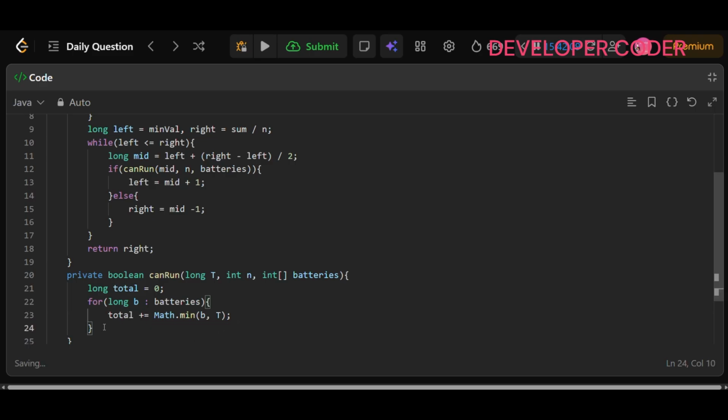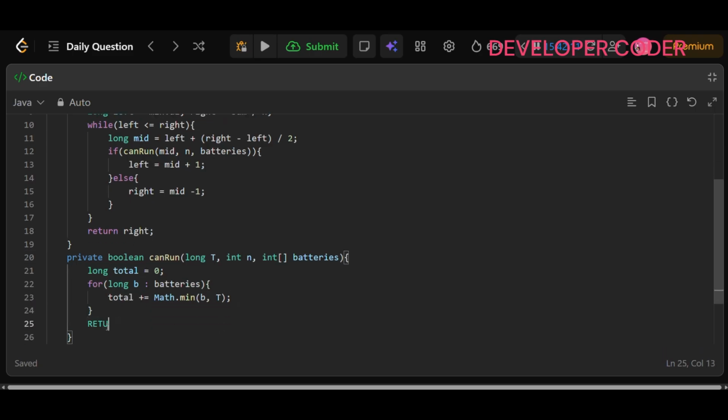And here I have to return what? I have to return true if my total value is greater than or equal to the long of the number of computers I have, n into t value, right? So I have to give this t to all these n, right? So that's it.